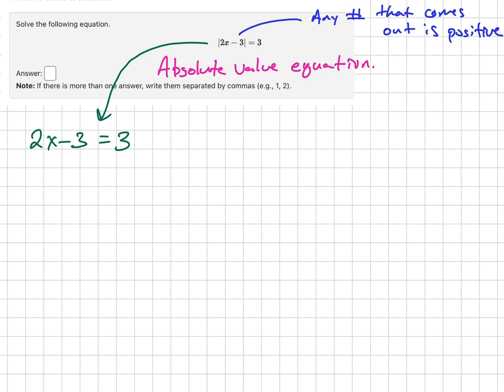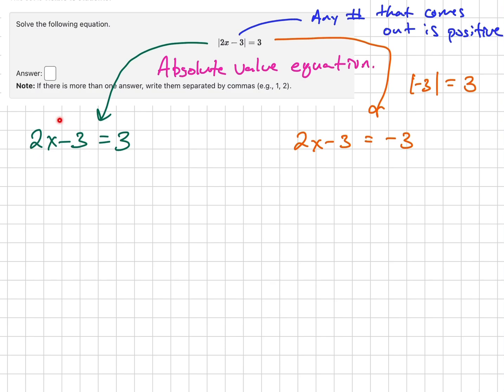And remember, anything that comes out is positive. To my second equation, it just ends up being two equations. 2x minus 3, again, the stuff inside the absolute value, could also be equal to a negative 3. Because if it's equal to a negative 3, what is the absolute value of a negative 3? If I take the absolute value of a negative 3, what does that essentially give me? The positive 3. The response that we have right here, see, a positive 3.